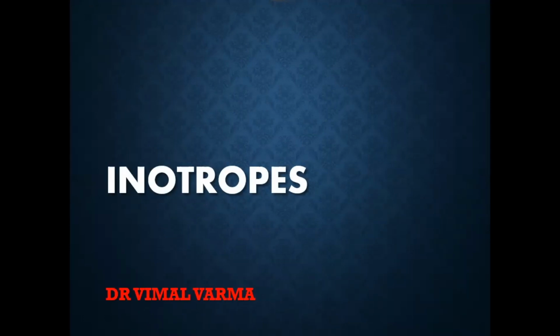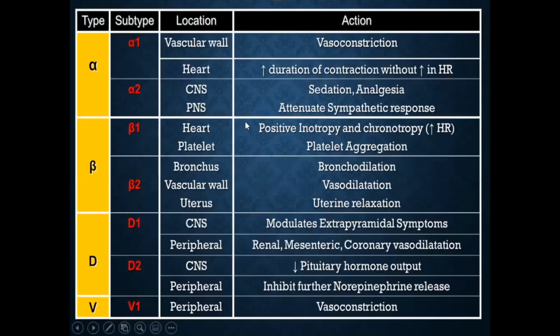G protein coupled receptors are not only for sympathomimetics. Opioids work via G protein coupled receptors. A lot of other drugs also work via G protein coupled receptors. Your GABA also, or some of your induction agents, also work via G protein coupled receptors. So I'm going to talk about inotropes. I'm going to work on this part. I'm not going to go through that. You all should know this is the basics of it.